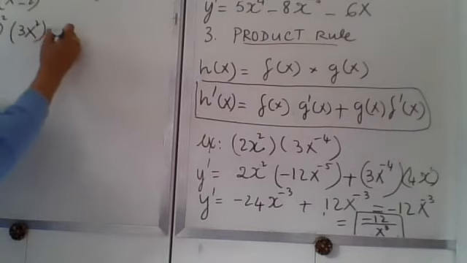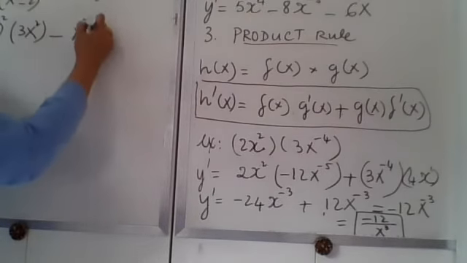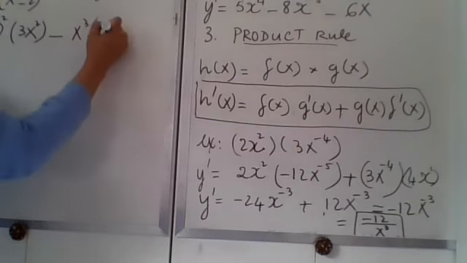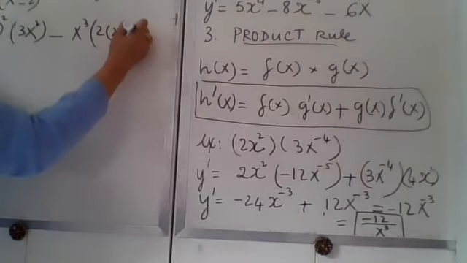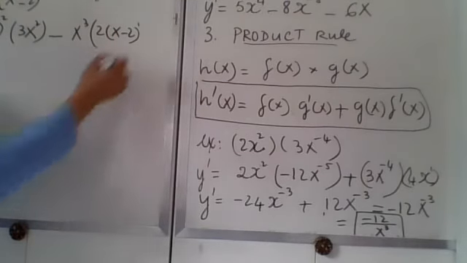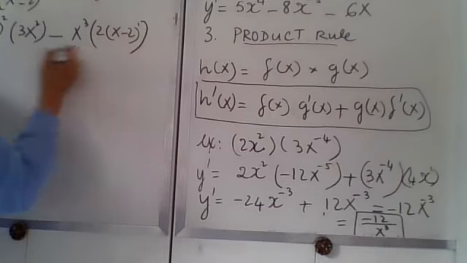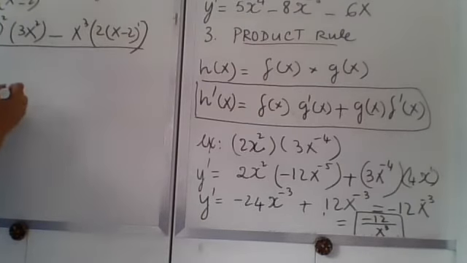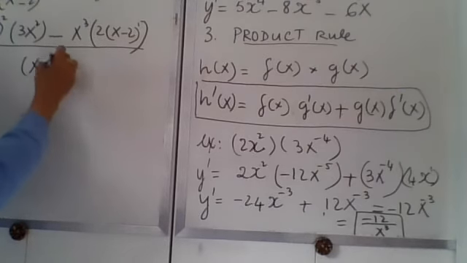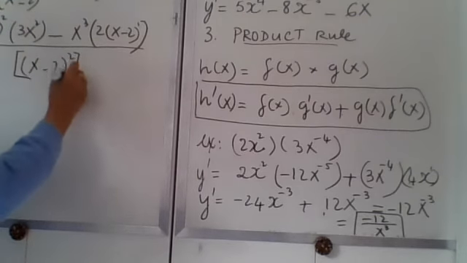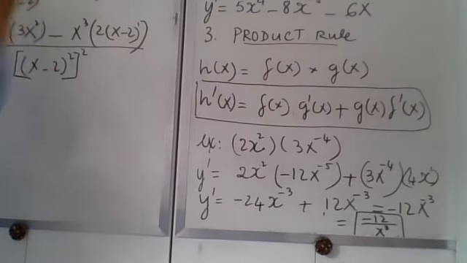Subtract, keep the numerator, which is x to the power 3, the same. Times the derivative of this one: you bring the 2 in front of the bracket, and in here you have x minus 2 the same, and that becomes power 1, right? That's how we deal with it. And all of this will be over the denominator, which is x minus 2, all of it to the power of 2. But don't forget, we have to square, right? Follow that formula.